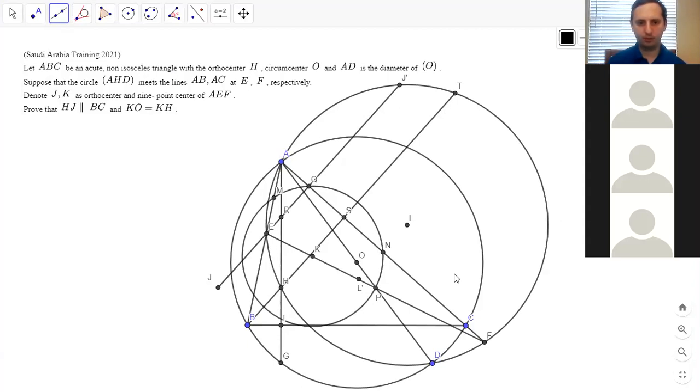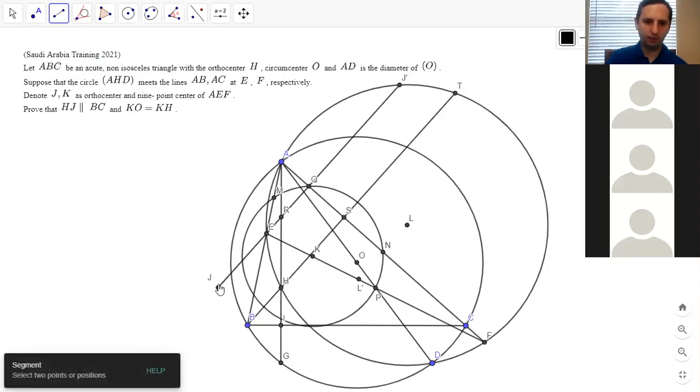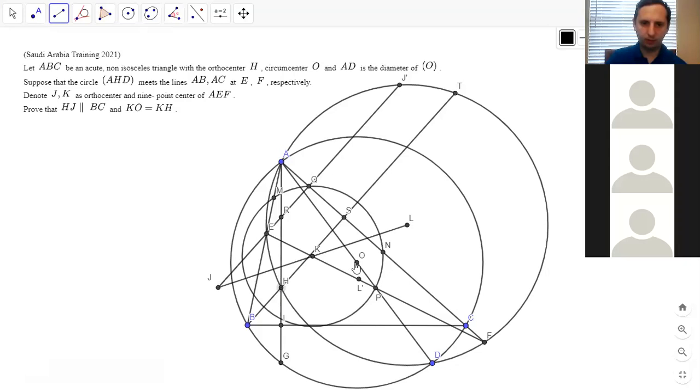So how do you find the distance from J to BC? Yeah, we have to use... So we also want to show KO equals KH, but we know K is the midpoint of JL. And I wonder if OH is parallel to JL. Michael, yes. So could you draw the line HD?